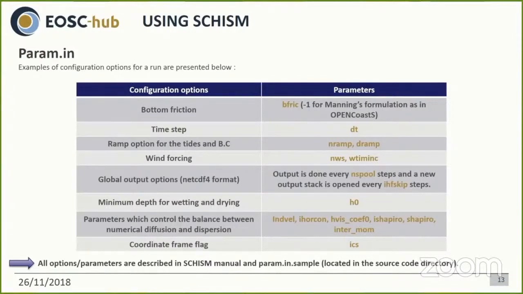Other parameters, which are more technical, allow you to control the balance between numerical diffusion and dispersion. And another one that is very useful is the ICS flag, which indicates if you are using Cartesian or geographic coordinates. All the other options are described in the user manual and also in a param.in.sample in the source code directory.